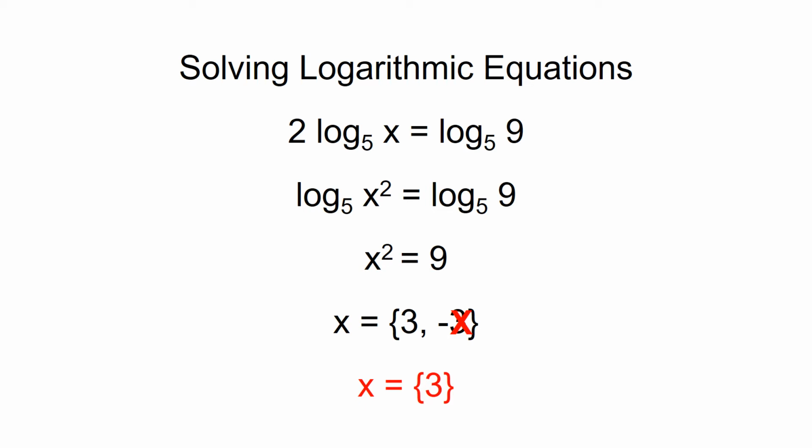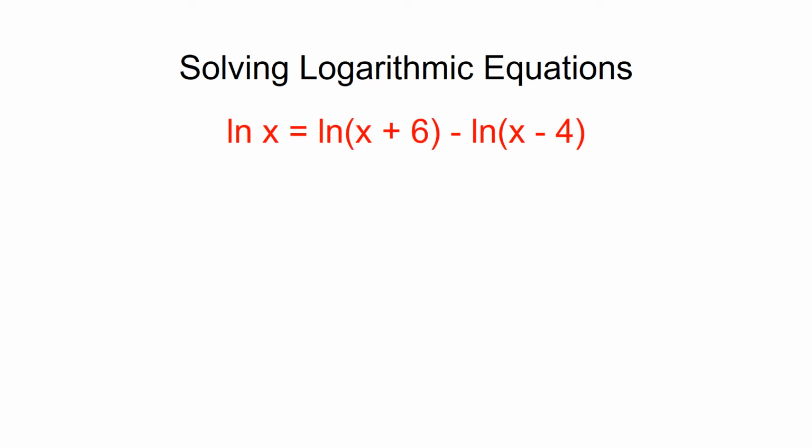Minus 3 won't work because when we go back to the original equation, we find that that would mean having an argument, an x value, that's negative. And a negative number cannot be an argument for a logarithm. It has to be greater than 0. So that means that the solution to this equation is x is equal to 3.